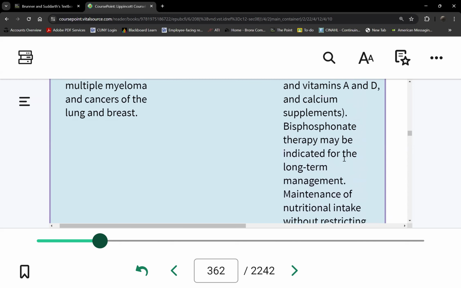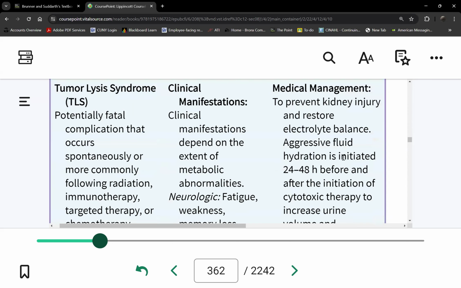Any questions? Okay, last one, number 4. Take note that the other two, sepsis and DIC, are not discussed here, okay, because they're already discussed in previous chapters. TLS.